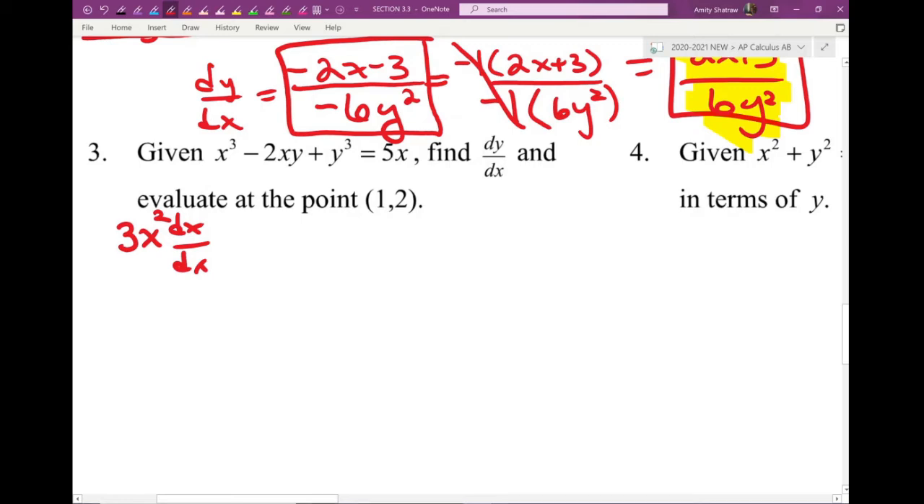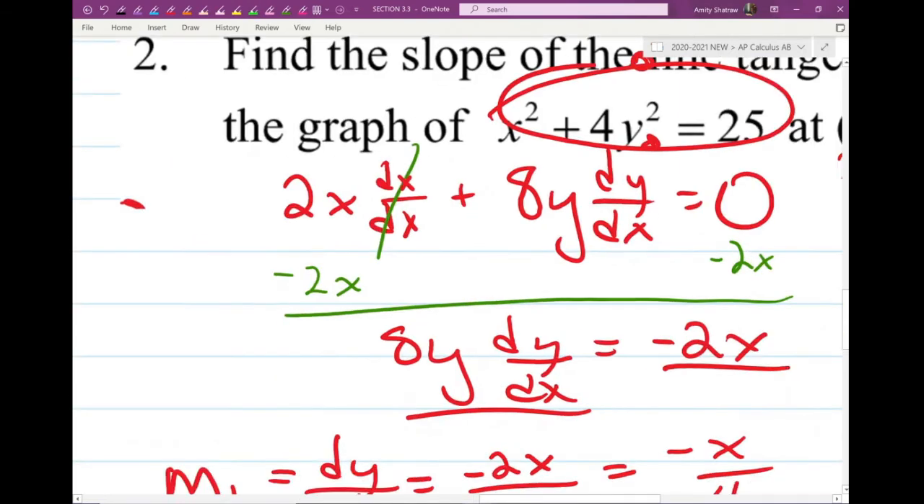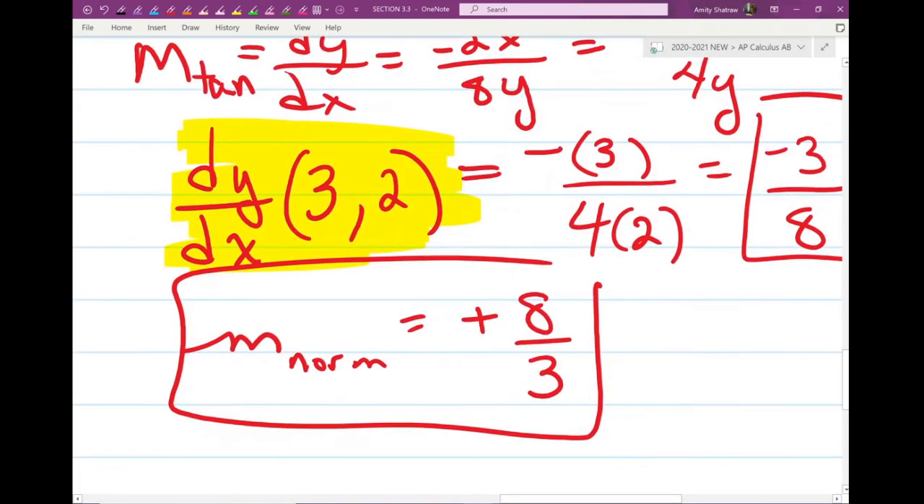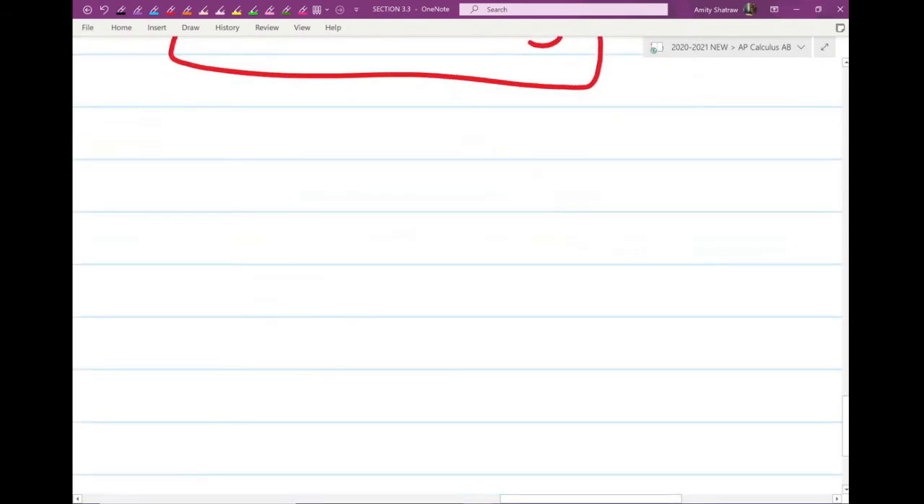The derivative of negative 2xy. Wait a minute. What? I have a product there. How do I go about finding the derivative of a product when one of the functions isn't even x? All right. So here's one that I just kind of recommend that you memorize. And I will mention the way to memorize this is actually to just do it several times.